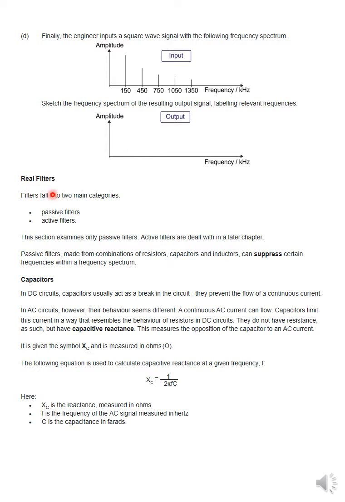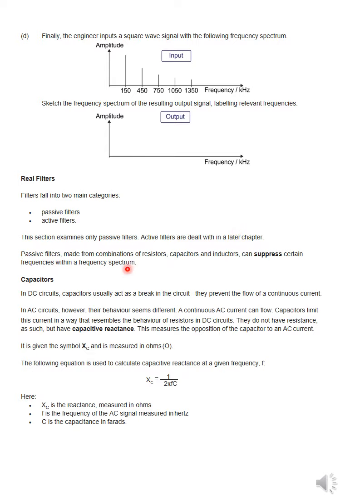Now, real filters, or you can say non-ideal filters, fall into two main categories: active filters and passive filters. So we are only dealing with passive filters here. Depending upon how we progress in this course, we will see if we can cover active filters. And I have to find out from you also how much you know about operational amplifiers. So if you are very good with operational amplifiers, then I'm going to cover active filters also, but not for the test 2.